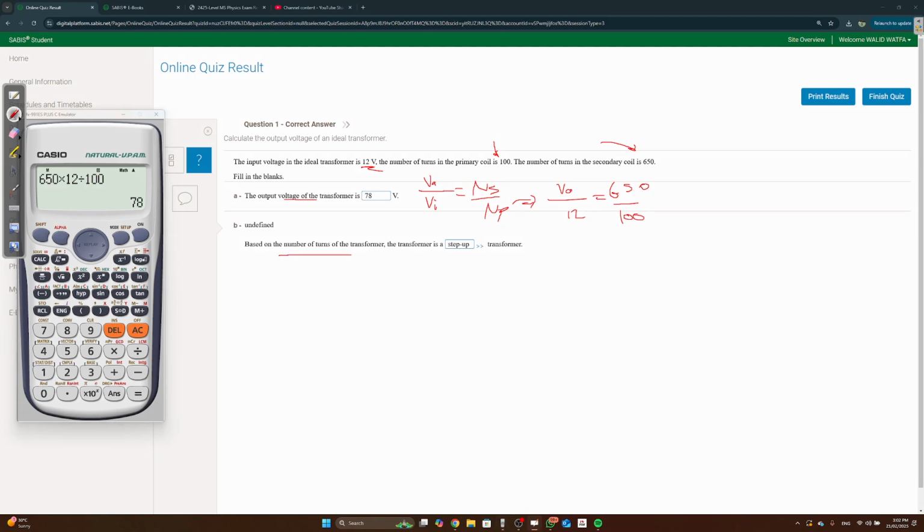Very easy. Based on the number of turns in the transformer, is the transformer step up or step down? It's step up, right? Not step down. Why? Look at the turns. The secondary turns are higher than the primary turns.